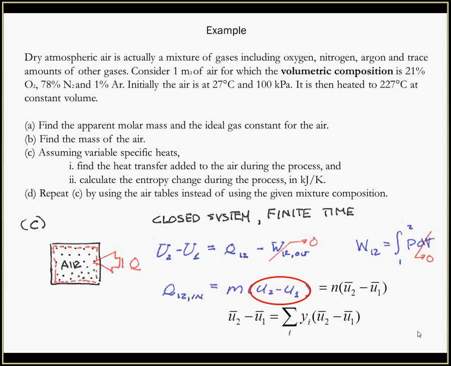the sum of the individual mole fractions times the difference in specific internal energies for each individual component on a molar basis. So what I'm going to do is look up O2, N2, and argon's internal energy changes per unit mole, multiply by the mole fraction, and add them all together. Let's look at O2 to start with. U2 minus U1 with a bar on top is 10,614 minus 6,242.